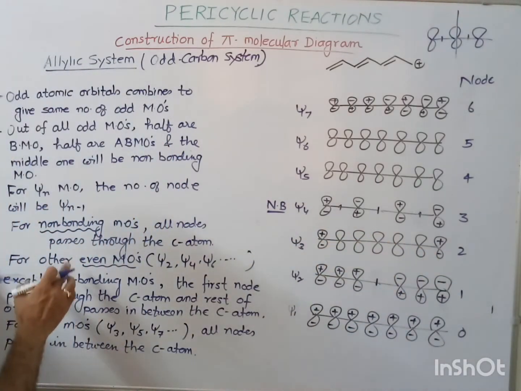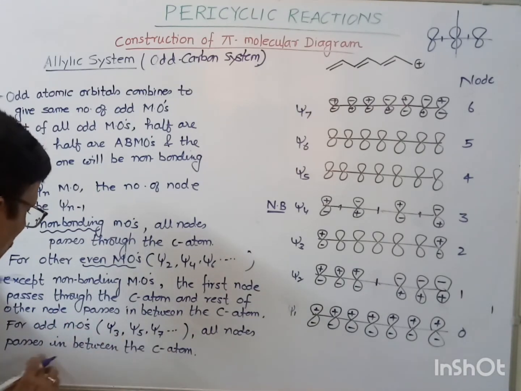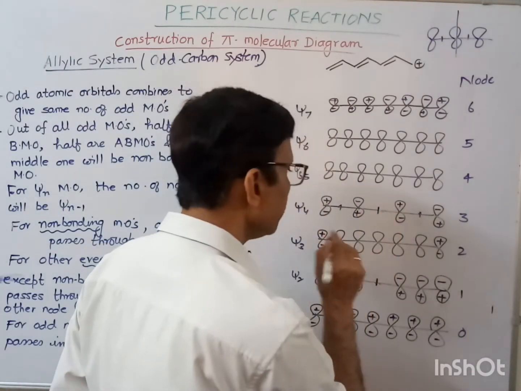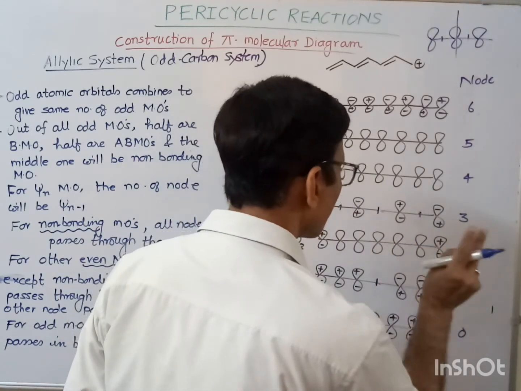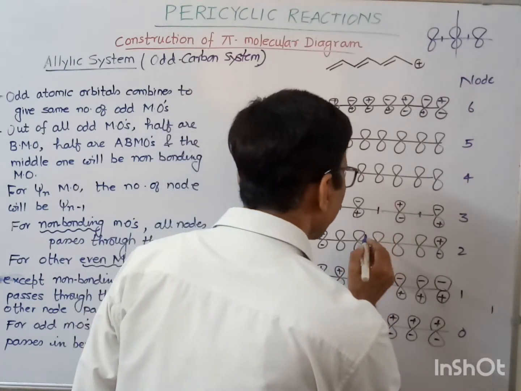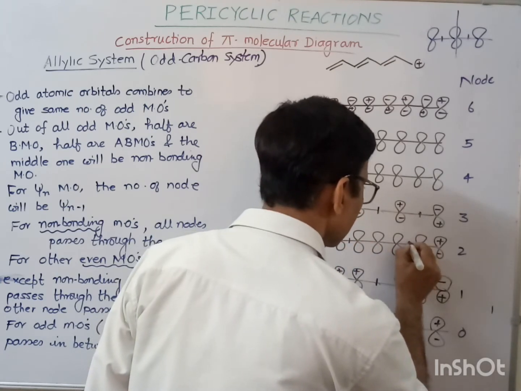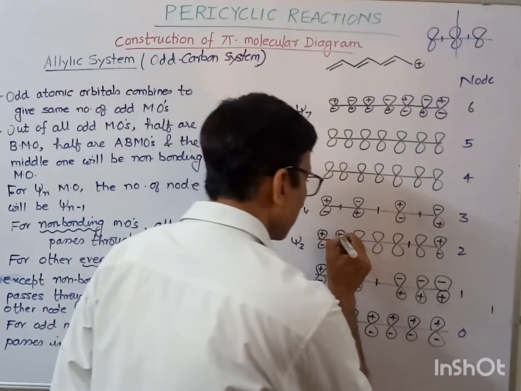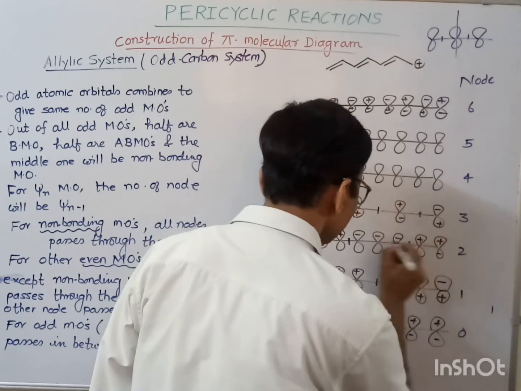So what is the rule for odd molecular orbitals? Like psi 3, psi 5, psi 7, all nodes pass in between the carbon atoms. They do not pass through the carbon atom, but in between the carbon atoms. So how many nodes should we draw? 2 nodes. No doubt it will not pass through the center. It will pass in between the carbon atoms. So this is first and this is second, like this. Okay, so put the signs: plus, here minus, minus, minus, plus.